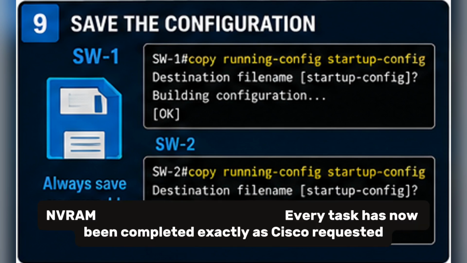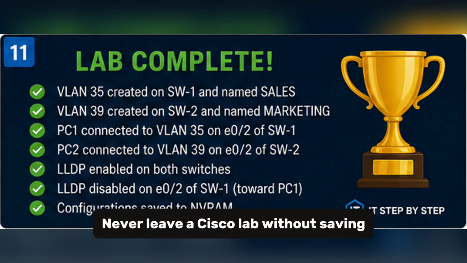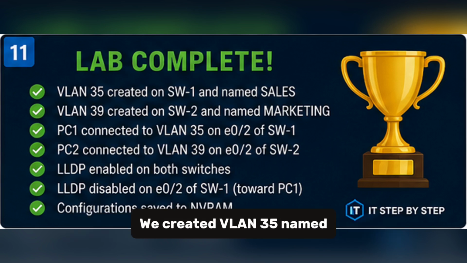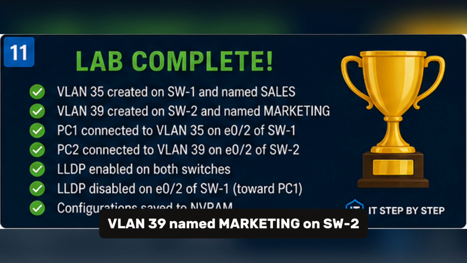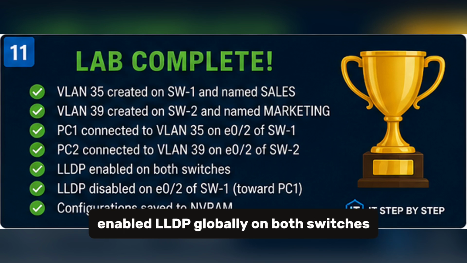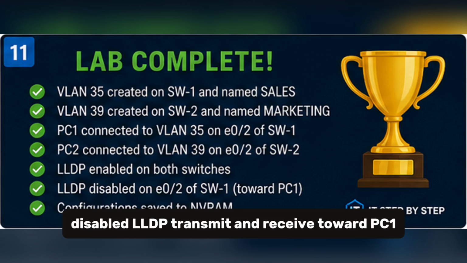Every task has now been completed exactly as Cisco requested. Press Enter once again. Never leave a Cisco lab without saving. Let's quickly review everything we completed. We created VLAN35 named Sales on SW1, VLAN39 named Marketing on SW2, configured PC1 as an access port in VLAN35, configured PC2 as an access port in VLAN39, enabled LLDP globally on both switches, and disabled LLDP transmit and receive toward PC1.